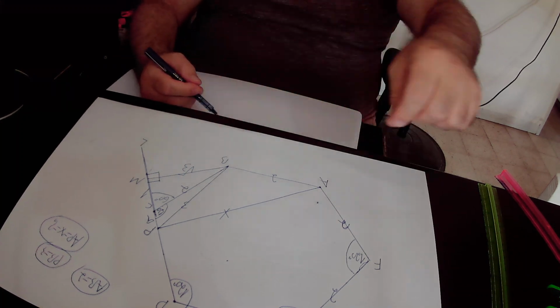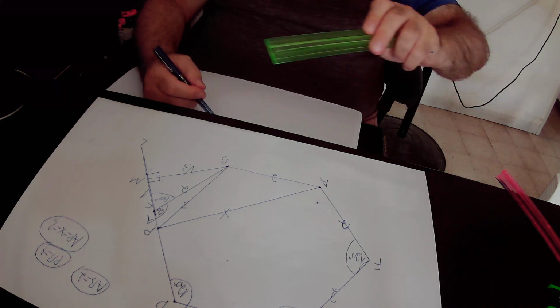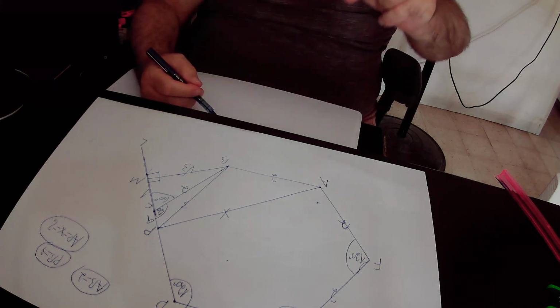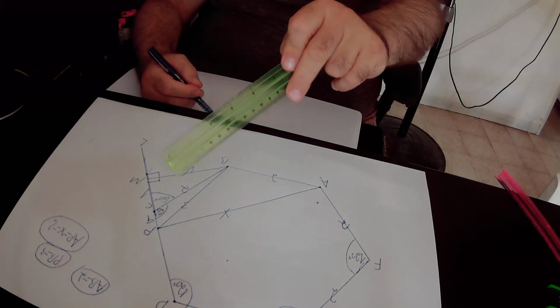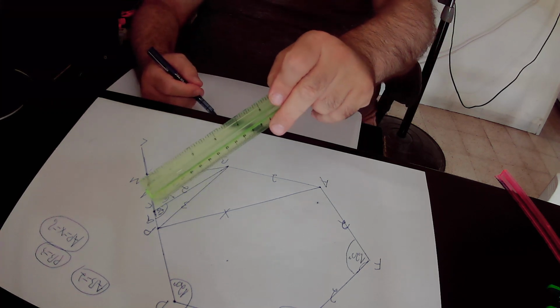So I'll copy this right triangle in a new page, and we'll implement with this right triangle the Pythagoras theorem in order to find out the value of A, or the length of segment PC.